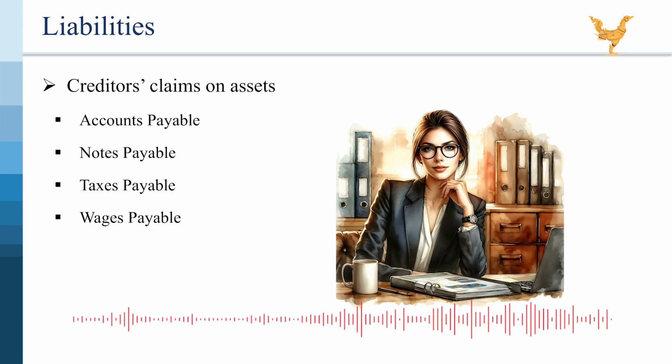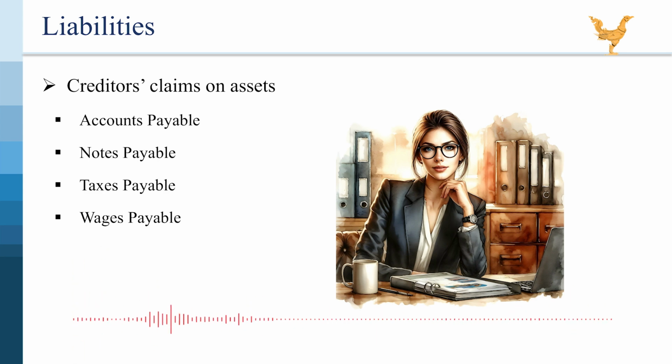Taxes payable. Businesses owe taxes to the government, like income tax, sales tax, or property tax. The amount owed before it's paid is a liability. Wages payable. Employees earn wages for their work. The amount a company owes to its employees at the end of a pay period, but hasn't yet paid out, is wages payable. In essence, liabilities represent the claims that creditors have on a company's assets. If the company were to be liquidated, all its assets sold off, the proceeds would first go towards paying off these liabilities before any remaining funds could be distributed to the owners.